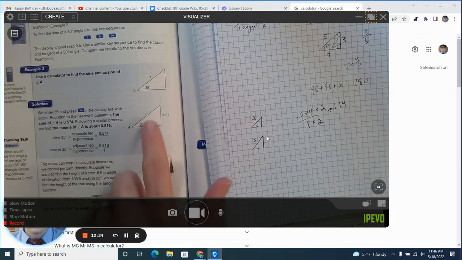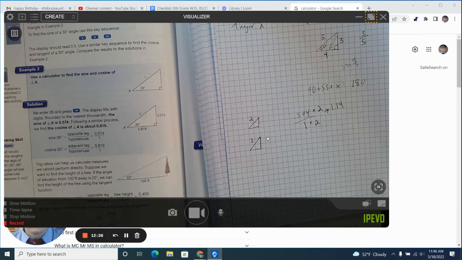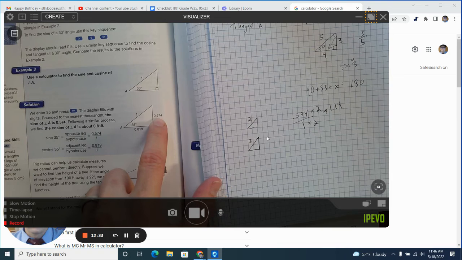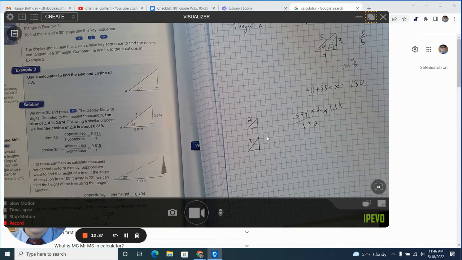So that's why I don't like that they use 1, because I think it's a huge, important step to know that your ratio is not just your answer. That ratio needs one more step to actually find the answer.